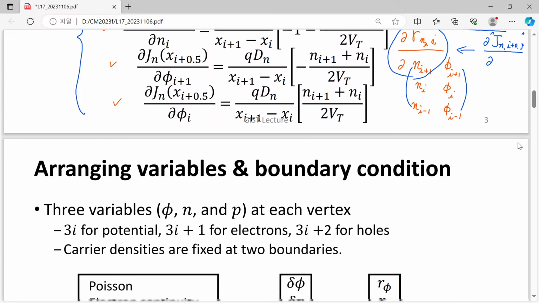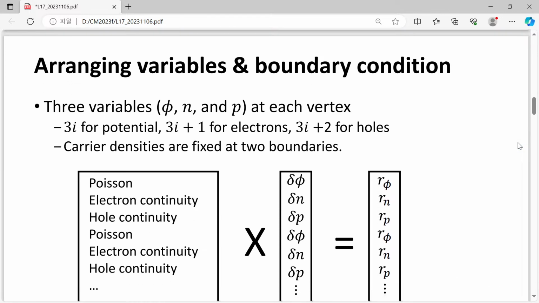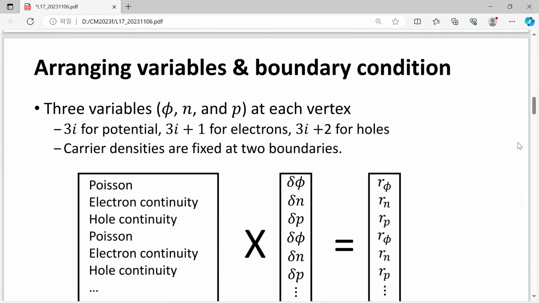Now let's go to the more practical discussion. How can we arrange variables and boundary conditions? Previously we had just the non-linear Poisson equation only.